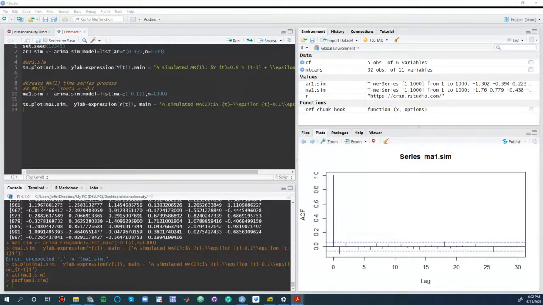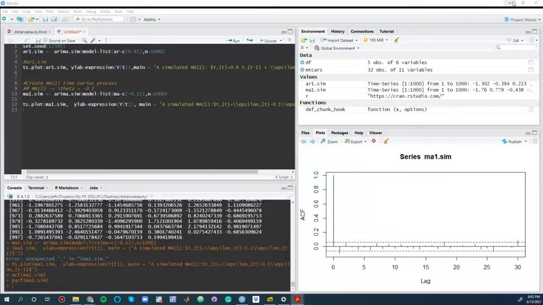Okay, so if you just briefly tell me the idea of the ACF and the PACF, and then tell me what you see, you will get full credit.